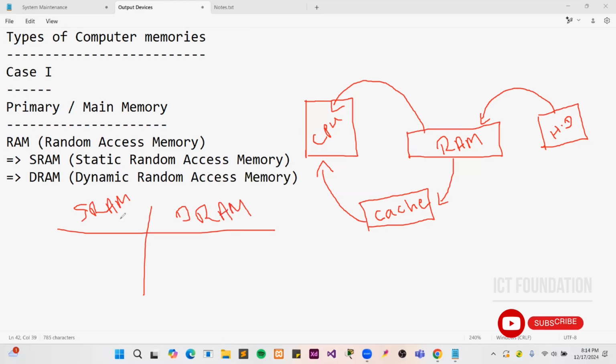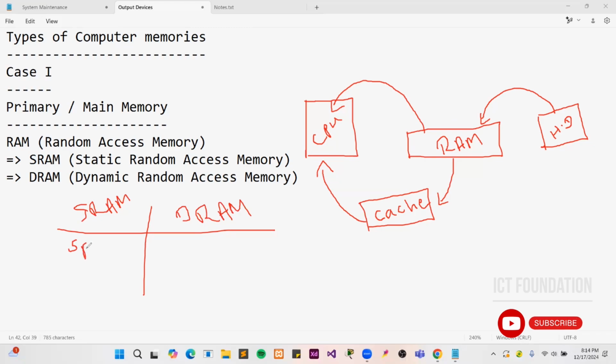Both of these kinds of RAM are volatile memories. Volatile memories means temporary memories. They store the data temporarily. Once the switch is off, that means when the computer system is powered off, the data will be erased from the computer. That's why we call it volatile memory or temporary memory. But anyhow, SRAM and DRAM have some differences.